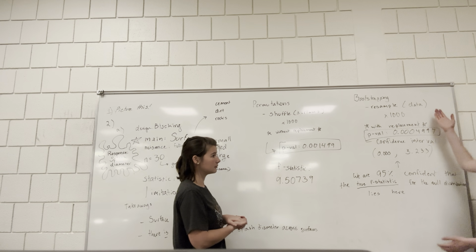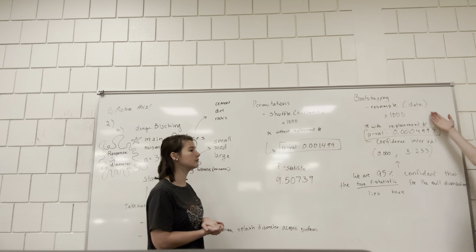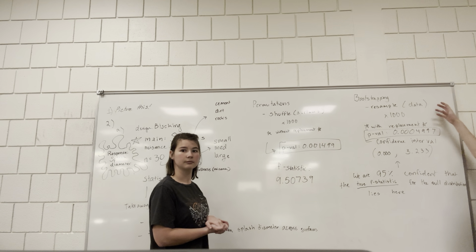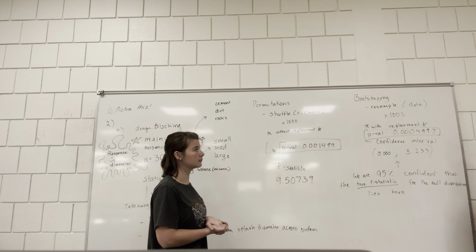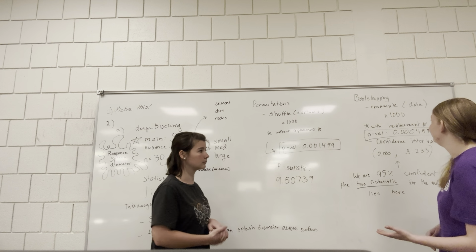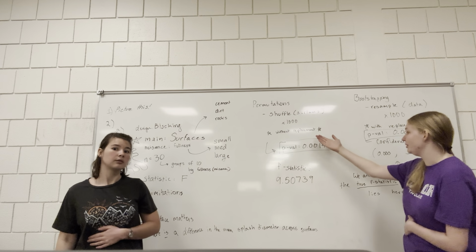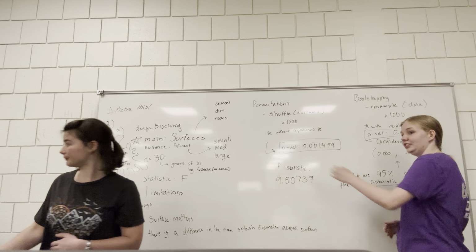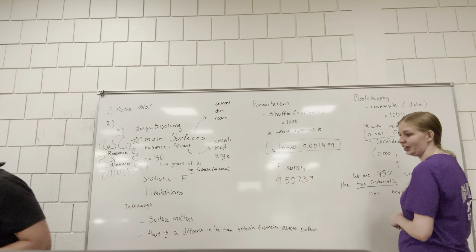And then for bootstrapping, similarly, we did it 1,000 times. We resampled the data, taking samples with replacement 1,000 times. And again, this is with replacement, and the permutation is without replacement. Ruby will now show some visualizations of our results.